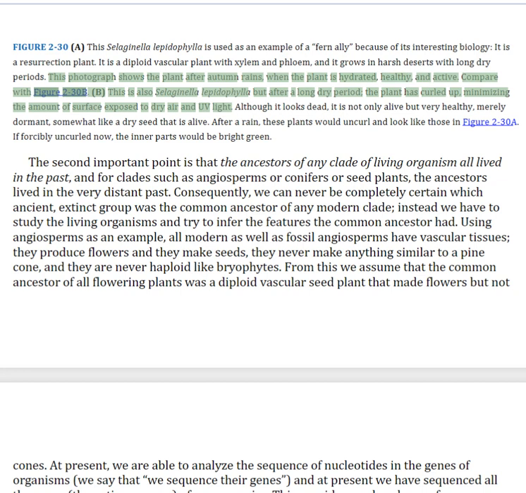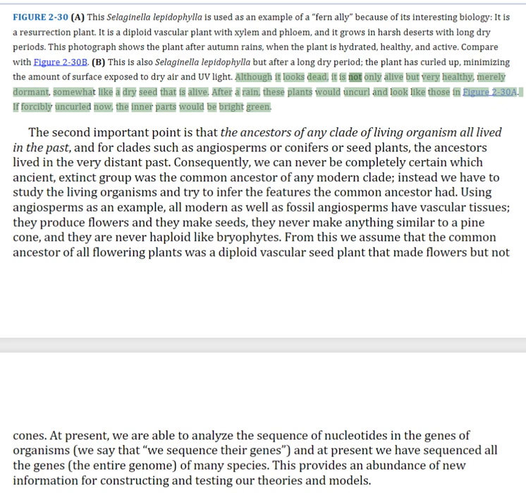Compare with Figure 2:30b. This is also Selaginella lepidophylla, but after a long dry period, the plant has curled up, minimizing the amount of surface exposed to dry air and UV light. Although it looks dead, it is not only alive but very healthy, merely dormant, somewhat like a dry seed that is alive. After a rain, these plants would uncurl and look like those in Figure 2:30a. If forcibly uncurled now, the inner parts would be bright green.